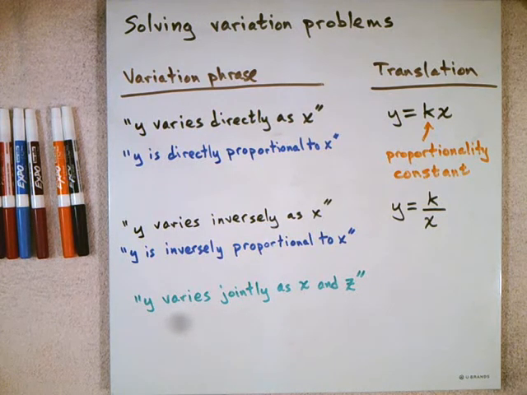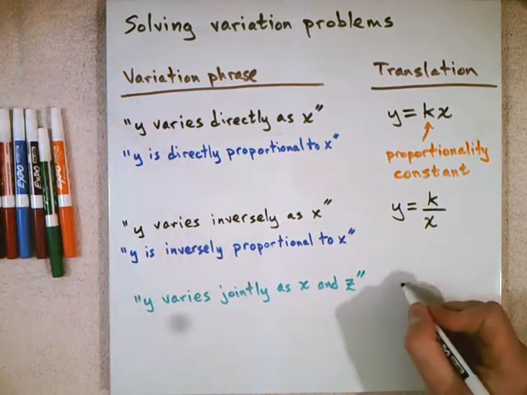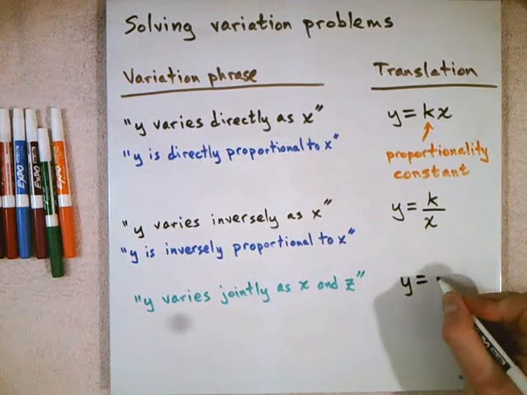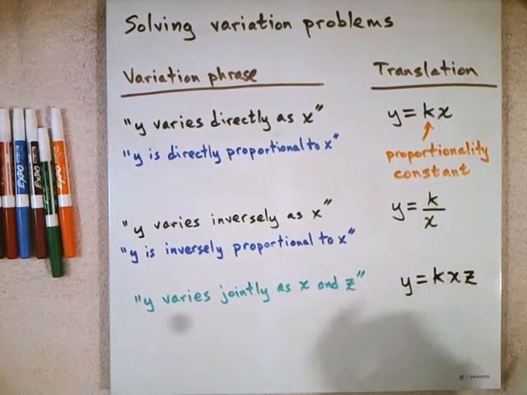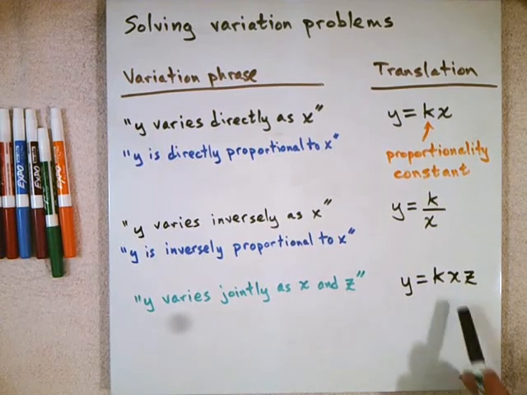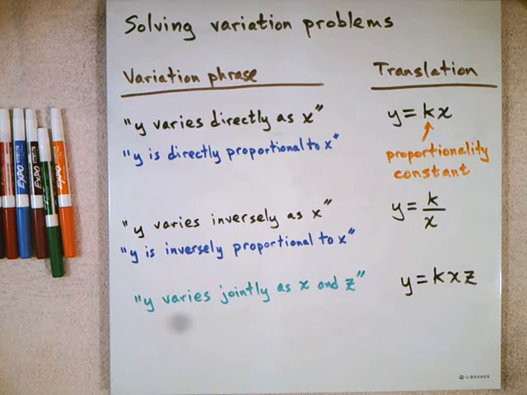What it looks like is Y equals K, and you just go ahead and put the X and Z right in there next to each other. So both X and Z are on the numerator level, top level there. There's no denominators here. And they're both acting on Y at the same time. So whether I increase X or increase Z, Y is going to increase. So that's a joint variation. More than one variable is affecting the variable Y.